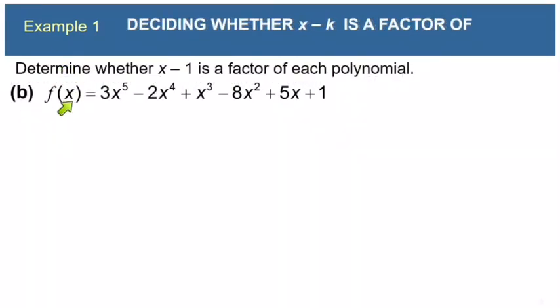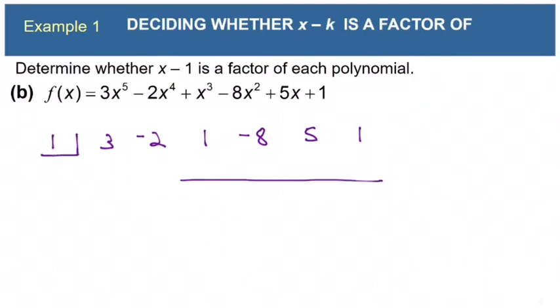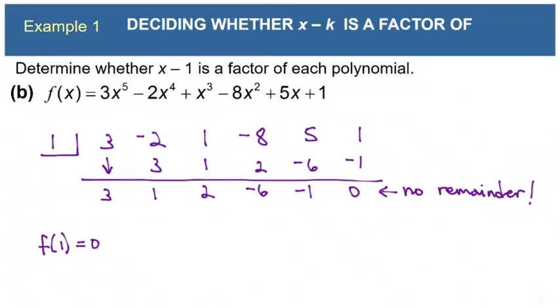Now here's part B of example 1. We're still trying to decide if x minus 1 is a factor, but this time we have a different polynomial. So we know that we'll need to do the synthetic division with 1 in the box. Let's go ahead and put down our coefficients. We have here the x to the 5th, 4th, 3rd, 2nd, 1st power, and constant, so we won't need any zeros. We're dividing by x minus 1, so we'll put 1 in the box. Now pull down, multiply, add, multiply, add, multiply, add, multiply, add, multiply, add. We got a 0 here, and that tells us that x minus 1 did go evenly into this polynomial. That tells us that x minus 1 is a factor of that polynomial. And that's all there is to it.